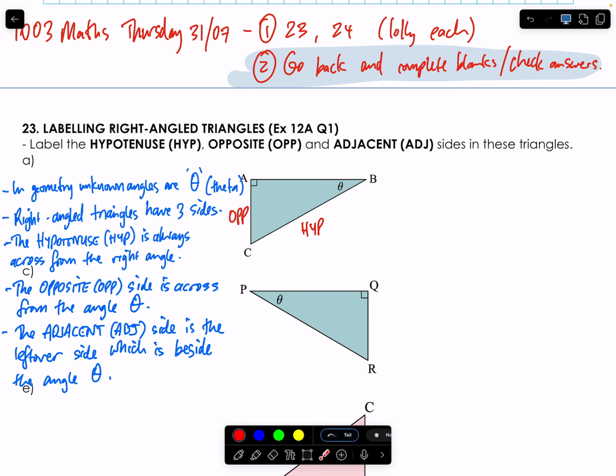I am adjacent to our Japanese exchange student right now. I'm not going to say her name. I'm adjacent to her right now.